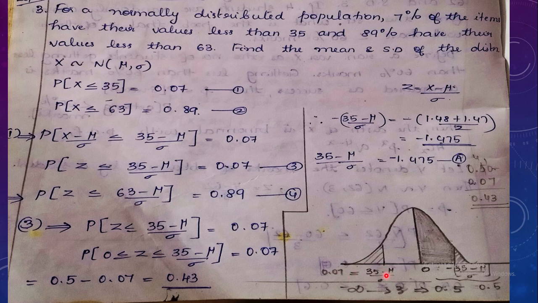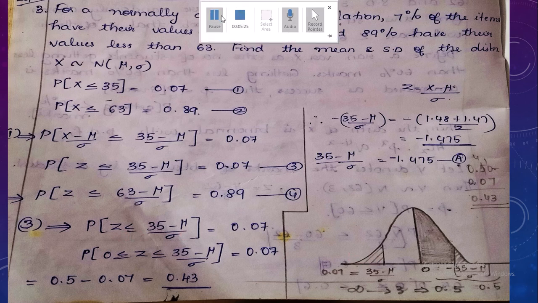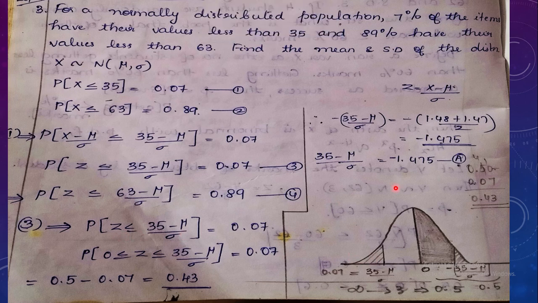Minus 35 minus mu, a negative value, and a positive value over here, 35 minus mu by sigma. Now for me this part is your 0.07, so that is the probability of z less than or equal to, this part is your... Now as you can see, in the area under the frequency curve, the total area is 1. The area from 0 to minus infinity is 0.5, and the area from 0 to plus infinity is 0.5. So these are some of the information that we know beforehand.